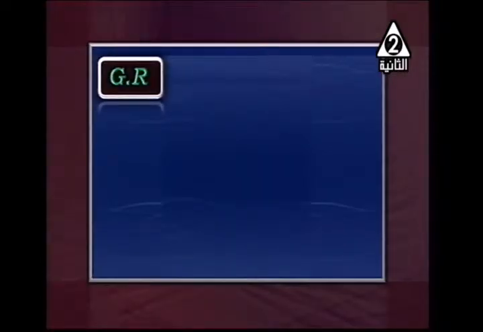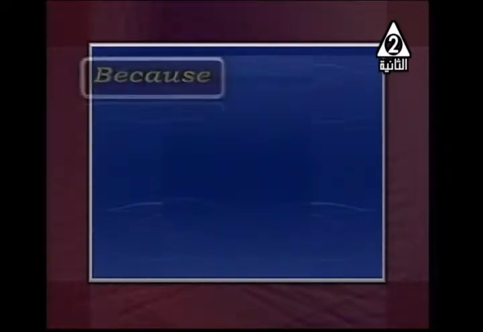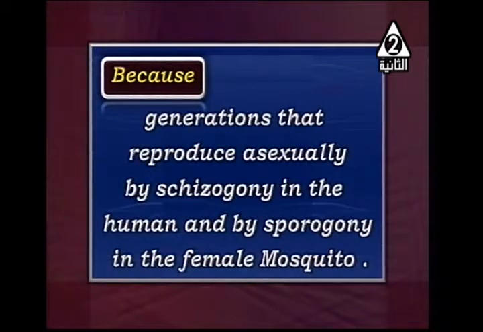Picture, but before the picture, we have the reason. The life cycle of Plasmodium, or malaria, includes alternation of generations. One generation reproduces sexually by gametes in the stomach of the female Anopheles mosquito, and it alternates with hundreds of generations that reproduce asexually inside us, by schizogony in the human and by sporogony in the female mosquito. This is the ideal answer for question one.